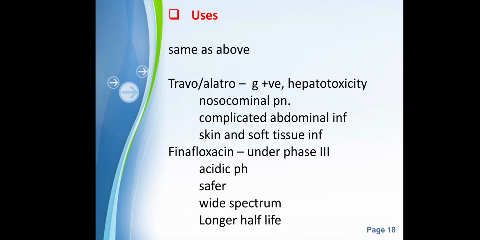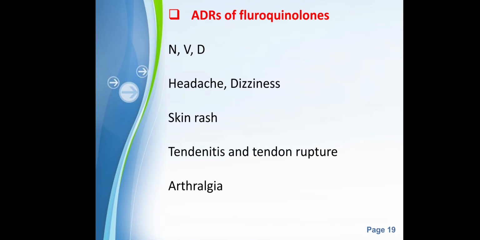Now coming to some specific points about trovafloxacin and alatrofloxacin, they are active against gram positive, plus they have hepatotoxicity as a side effect, and are used for serious kinds of infection. These are nosocomial pneumonia, that is hospital acquired pneumonia, complicated abdominal infections, skin and soft tissue infections. So in such infections they are used, right. Finafloxacin is there, which is still under trial, and it is safer and with wide spectrum. So this was all about, we have learnt about the classification, then mechanism of action, then spectrum, and correlating spectrum with the uses, right.